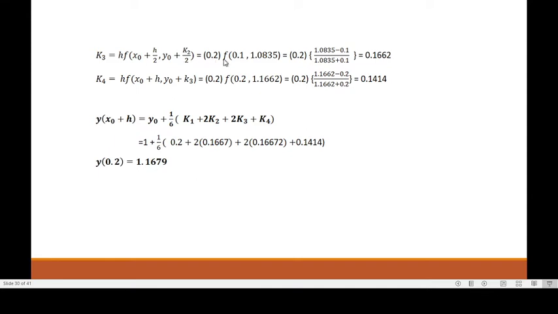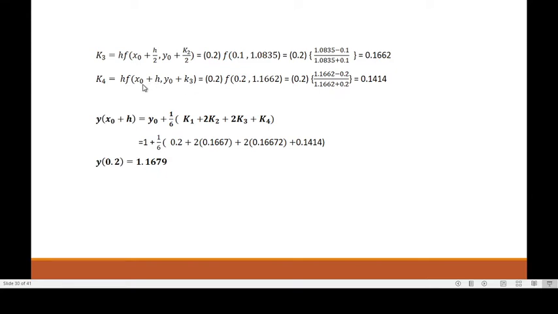So next, k3 is h into f of x0 plus h by 2 comma y0 plus k2 by 2. That is 0.2 into f of, after calculating these two, you will get 0.1 comma 1.0835. Substitute in the function, you will get 0.1662.